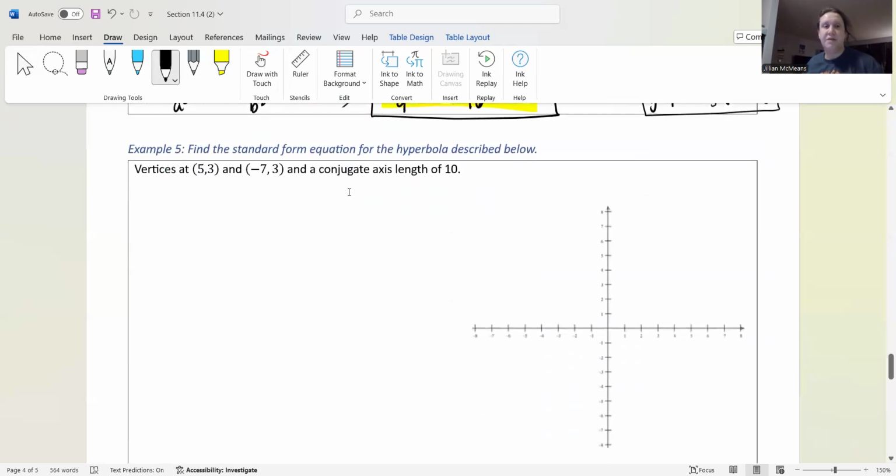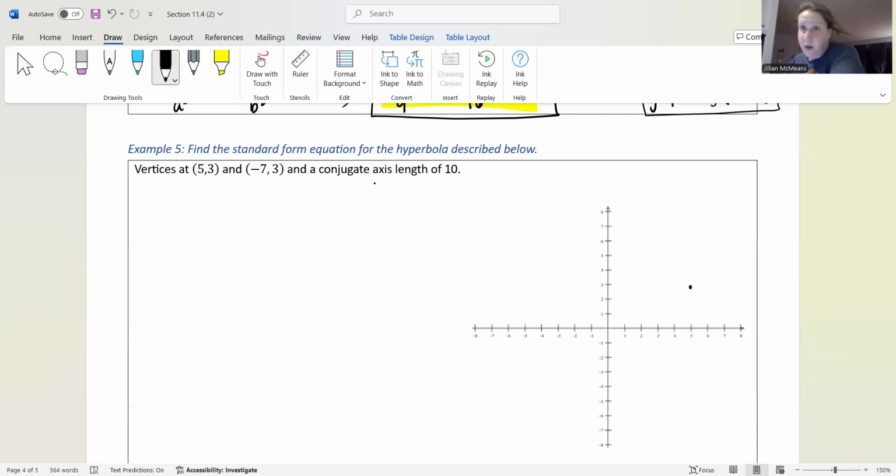So example 5, it says find the standard form equation for the hyperbola described below. All right, we have vertices at 5, 3 and at negative 7, 3. And then we have a conjugate. Be very careful here. We have a conjugate axis length of 10. Okay, so let's plot the vertices and we can figure out how this hyperbola is oriented. Okay, so we have the ordered pairs 5, 3.